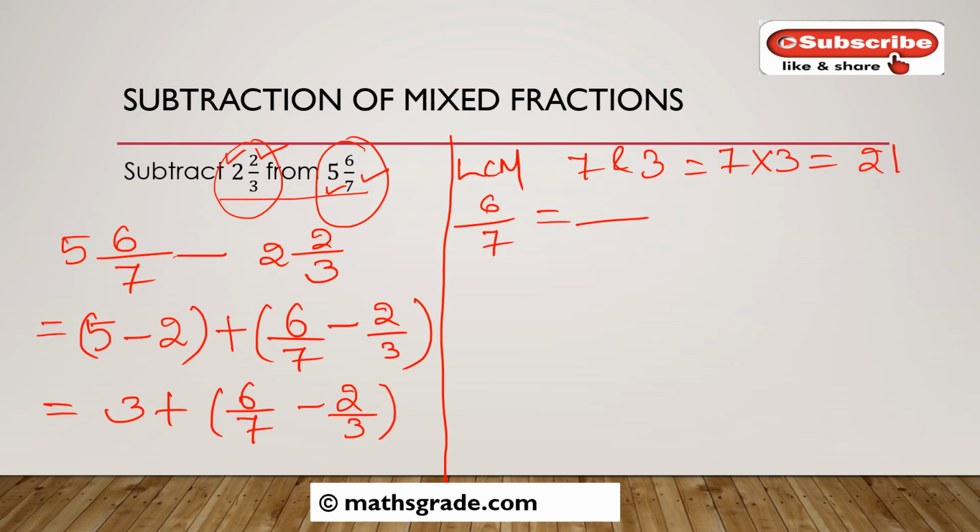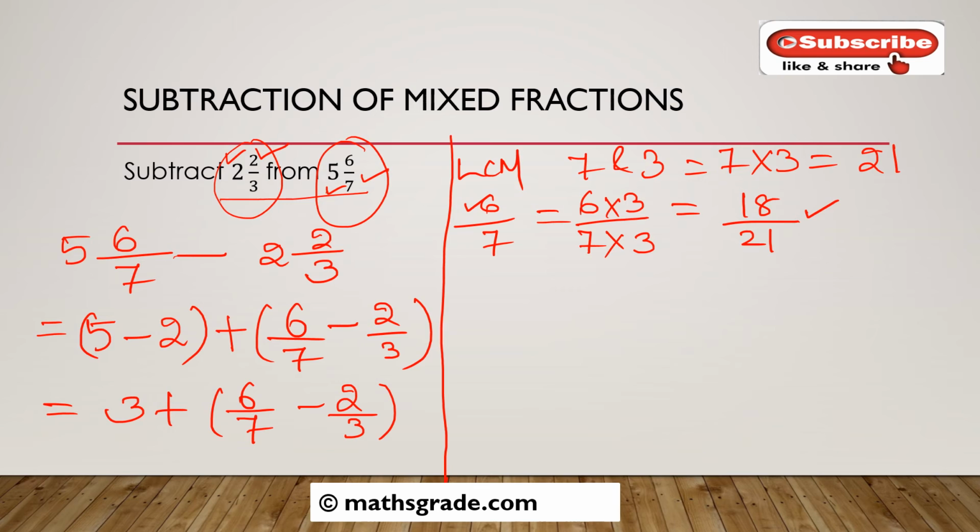Now we have to find the number. Which number do you multiply with 7 to get 21? In the table of 7, we know multiplying 3 with 7, we get 21. Now we have to multiply the same number 3 with the numerator also. 6 multiplied by 3 is 18, divided by 7 multiplied by 3 is 21. Now 18 divided by 21 is the equivalent fraction of 6 divided by 7.